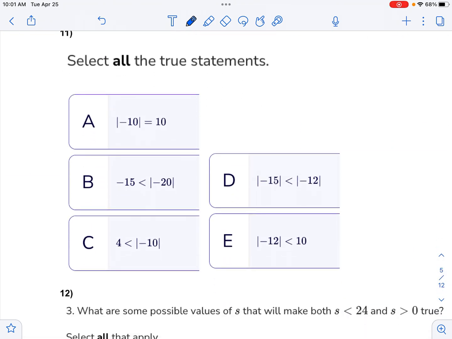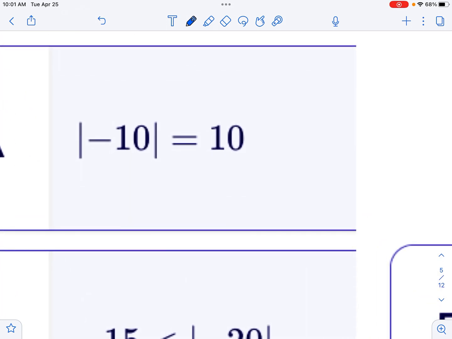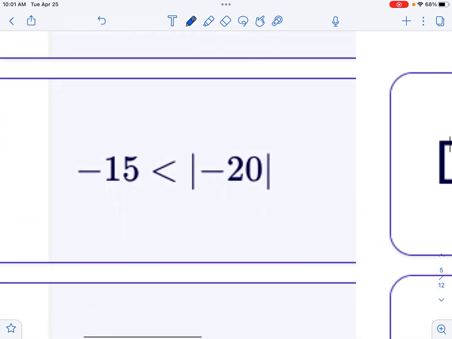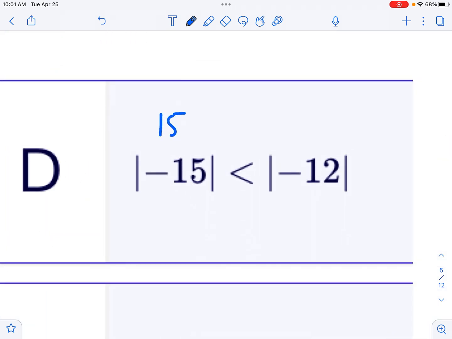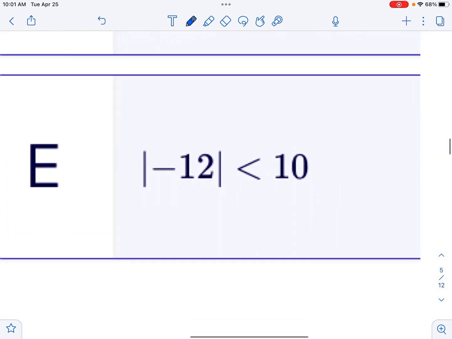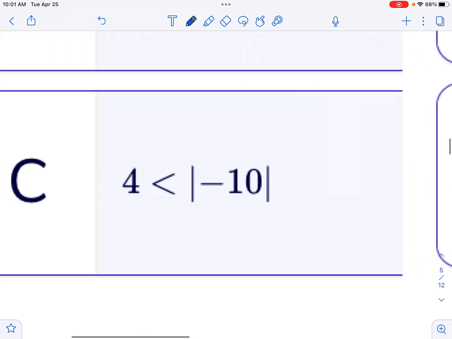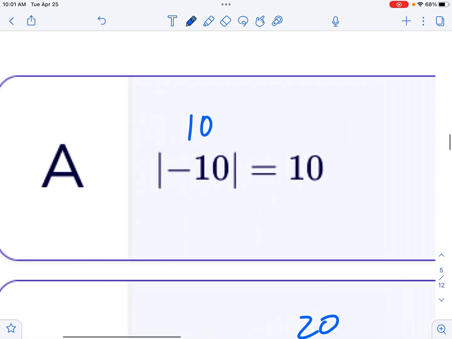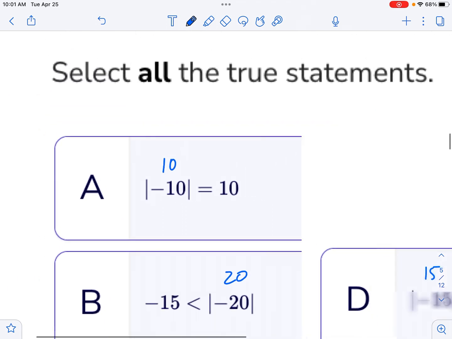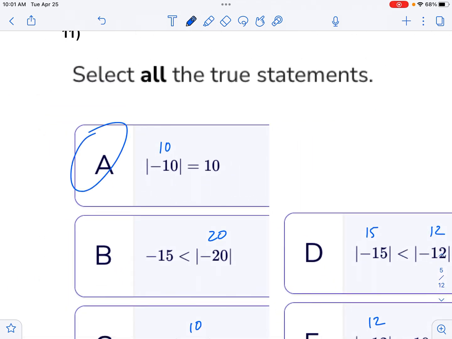Select all the true statements. Again, inequality, so go ahead and write the true value above it. It's going to be positive. So I'm just going to run through and do them all. So these are 15, that's a 12, that's a 12, and that's a 10. And even if this was absolute value of 10, I'm still going to write a 10 above it because it's the positive value of it. Okay, now we can do it. Does 10 equal 10? Yes.